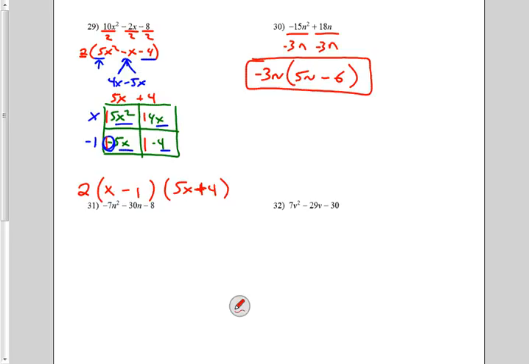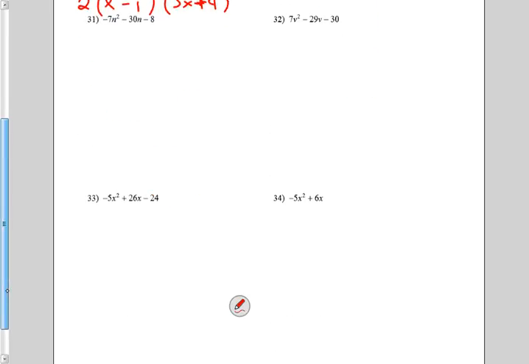So let's look at, wow, because it doesn't really matter, let's go 32 because I'll have a little more space. So 32. Wow, I should do 34 because that's another just GCF one, huh? But in 32, there is no GCF here. There's nothing I can divide out. So my next step is factors of AC. 7 times 30 is negative 210.